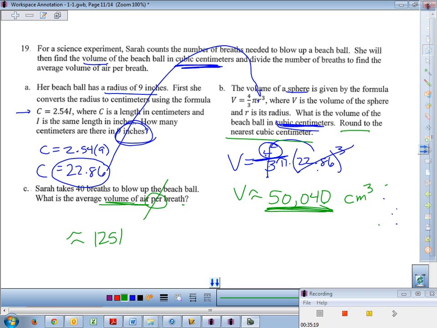Does that mean she blew into this thing 1,251 times? That's a heck of a beach ball if you got to blow into it over 1,000 times. How many times did she blow into it? 40 times. What's this number represent? The volume. So it's the volume, and the label on the volume is really how much? Cubic centimeters per breath. It's just what we just did right here. It was the volume, which was cubic centimeters, over breaths. So it's cubic centimeters over breaths.